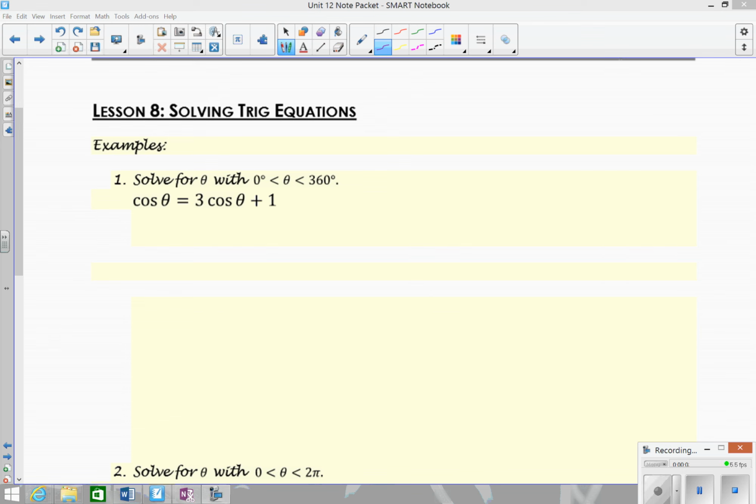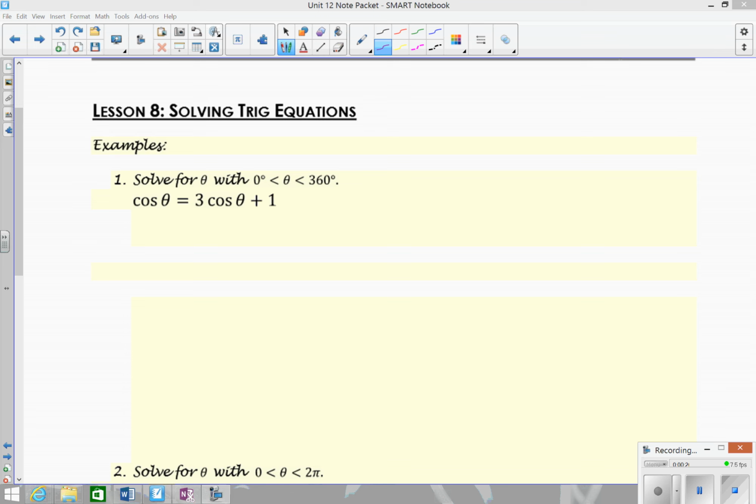In this lesson, we're going to look at how to solve trig equations. Just like any other equation, the first step is always to get the variable by itself. In this case, since it has a trig function in it, we want to get the trig function on one side. You always want to get it down to one trig function.